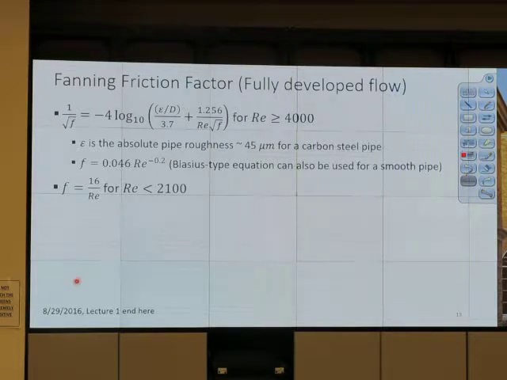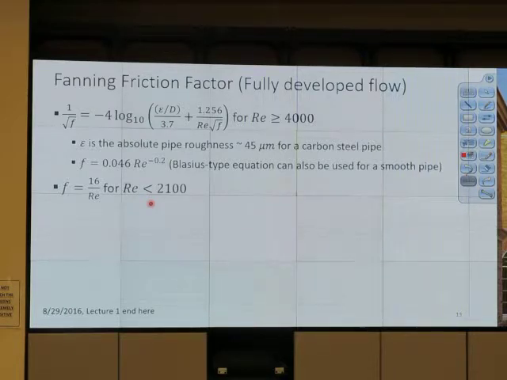Okay. We have another equation, the Blasius type equation, which is for smooth pipe. f equals 0.046 Reynolds number to the power minus 0.2. Okay. This is for the case of turbulent flow. For laminar flow, Reynolds number less than 2100, we use 16 over Reynolds number.